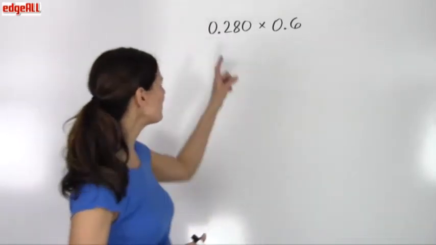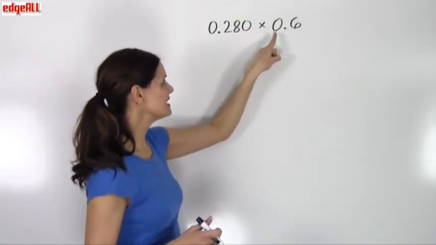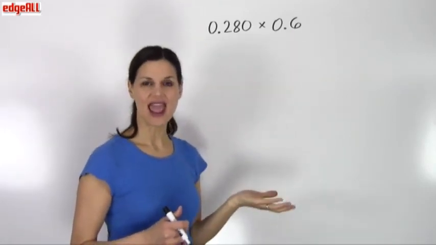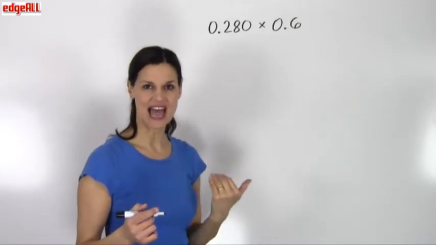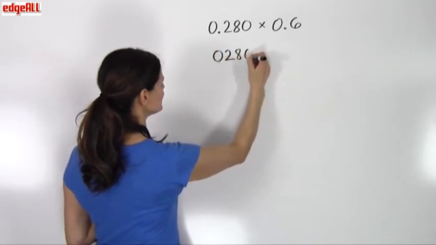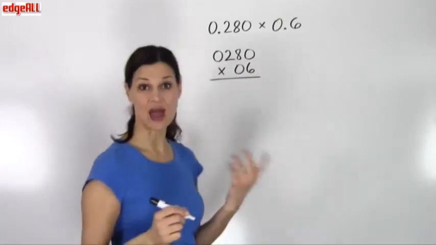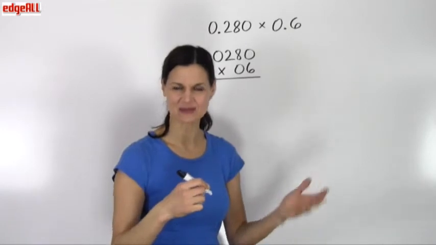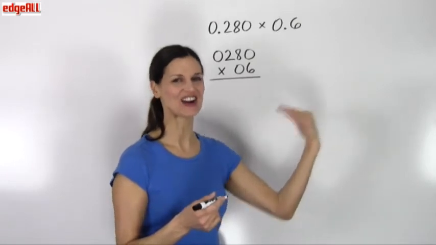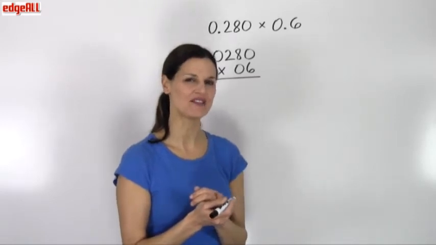So if you have a problem that's written like this, 0.280 times 0.6, if you remove the decimals and set this problem up like we've looked at, you'll end up with something like this, 0.280 times 0.6, and you would have counted your digits to the right of the decimal point and kept track of all of that, worked out your problem with all these extra zeros in here, and done all the work and counted over, and you would end up with the correct answer but with a lot of extra work.